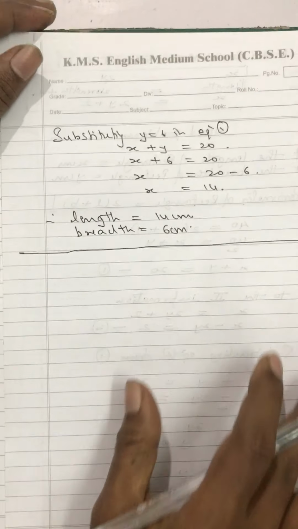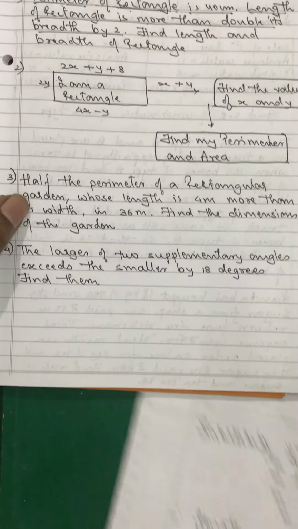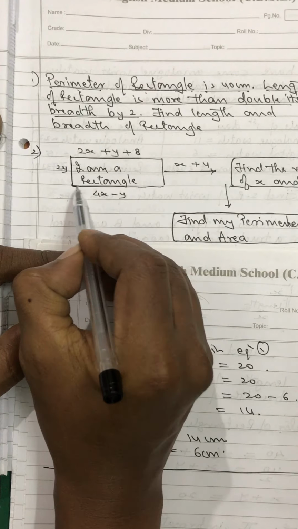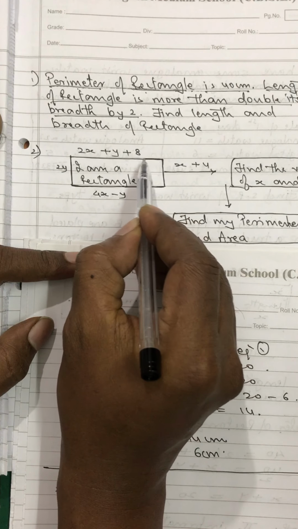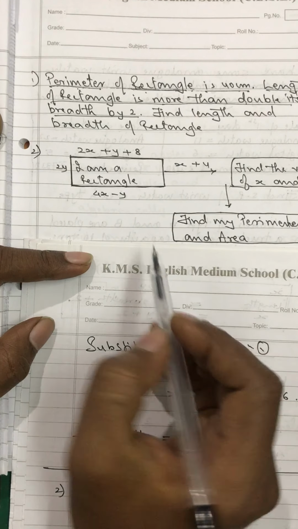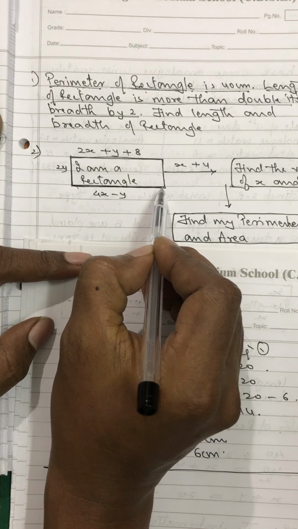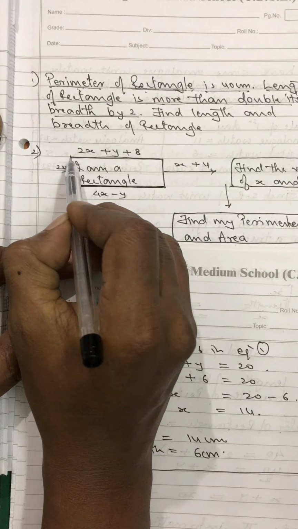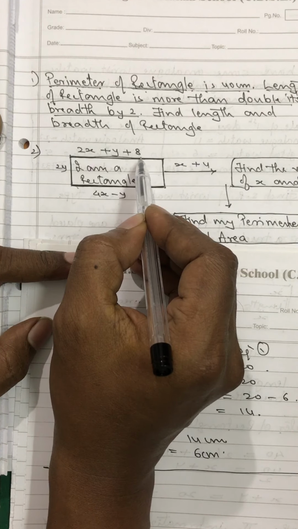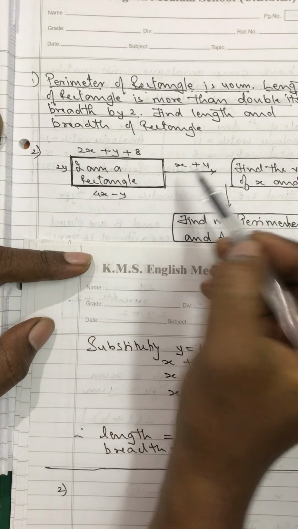Now we go for question number 2. In this question number 2, this is a nice type of presentation of a question. See, they have given this, I am a rectangle. So basically this is a rectangle, and then what is the information given? If this is the breadth of a rectangle, this breadth has to be equal to this breadth. That means 4x minus y has to be equal to 2x plus y plus 8. At the same time, this also has to be equal to this.